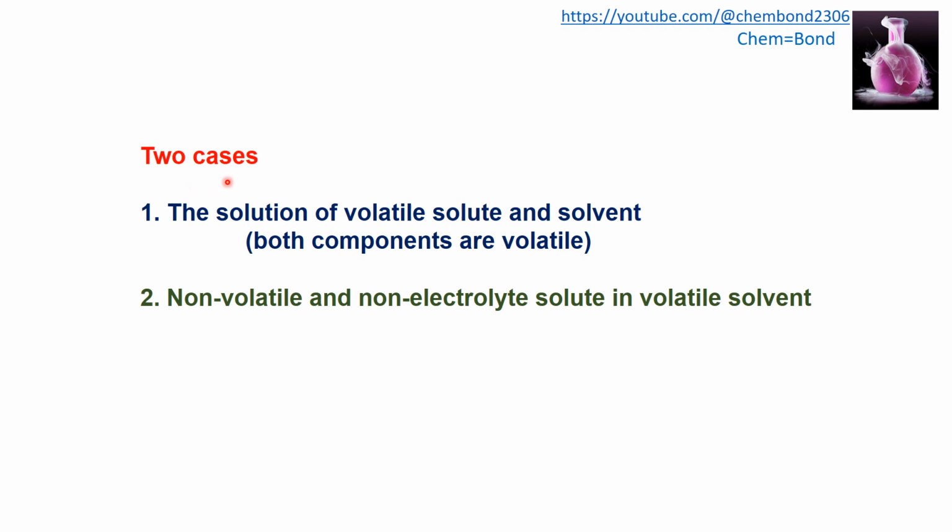Two cases of Raoult's law. In the first case, the solute and solvent both are volatile, while in the second case, the solute is non-volatile while the solvent is volatile.